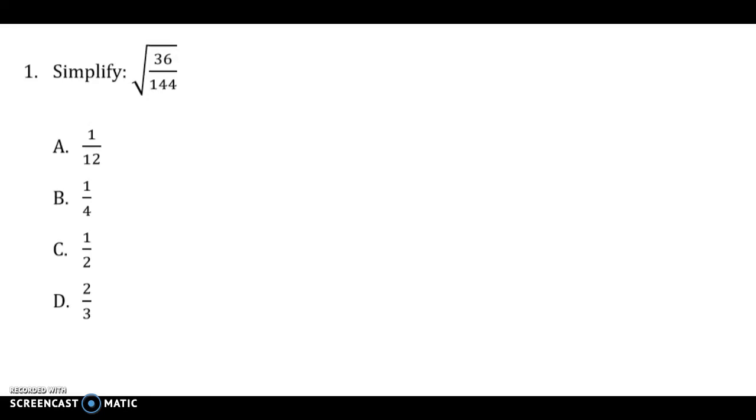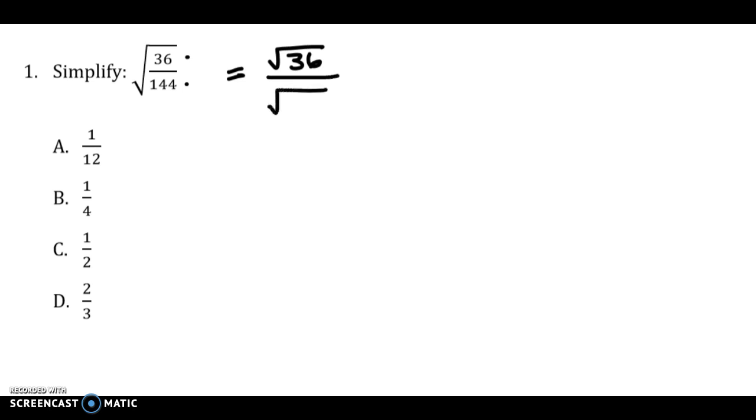In this question, we're asked to find the square root of 36 divided by 144. So what we'd like to do is look at both 36 and 144 and see if they're perfect squares. If we reference a list of perfect squares, or go through a bit of factoring or looking at the factors of these numbers, we know that 36 is a perfect square, and we know that 144 is also a perfect square.